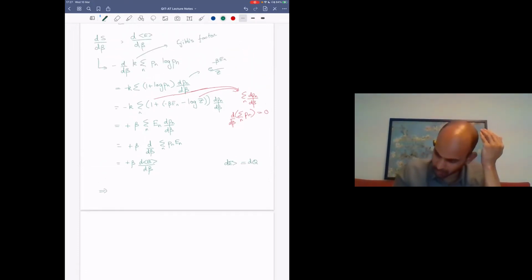And then what I've proven here is that dS is equal to, I believe I forgot a k everywhere, plus k beta dQ, which is the same as dQ over T. And this is my thermodynamic entropy.